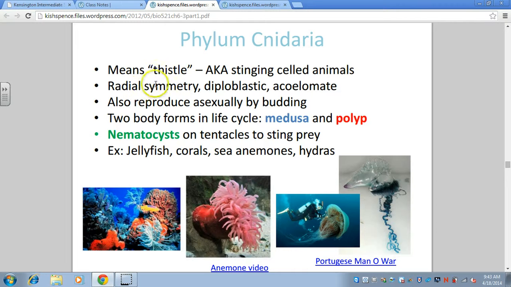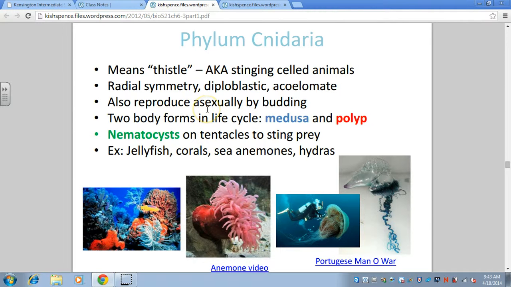Okay, so they have tentacles with really cool little stingers on them we're going to talk about. In terms of symmetry, they are radially symmetric, or we call it radial symmetry. They have simple body forms, so they have only 2 germ layers. They're diploblastic, in other words. They are acoelomate as well, so they don't have a body cavity. They really have just the 2 layers of cells, an inner and outer, and then they have tentacles.